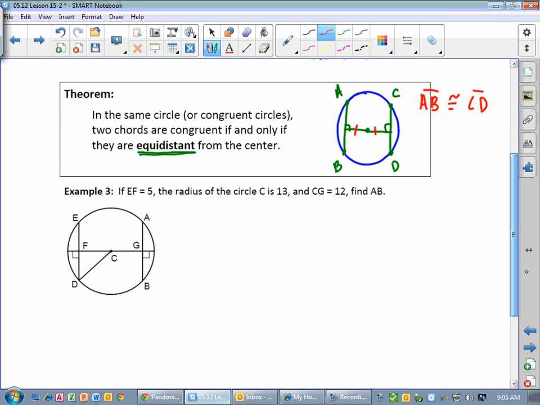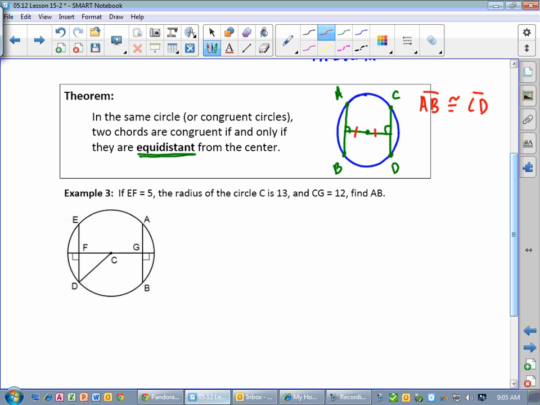So again, let's apply this theorem. Let's see here. EF is 5. Let's label that. EF is 5. The radius is 13. There's a couple different radii drawn here, right? This is a radius, this is a radius, and this is a radius, and this is a radius. They're all 13. Okay, so I'm not going to label anything just yet. CG is 12. So that would be this segment right here is 12. Now we want to find AB. How long is that?